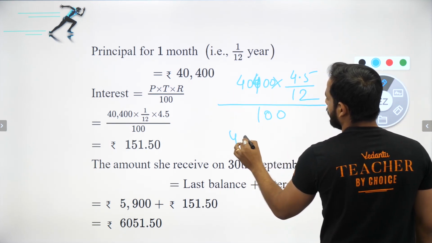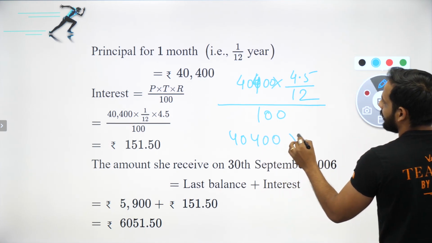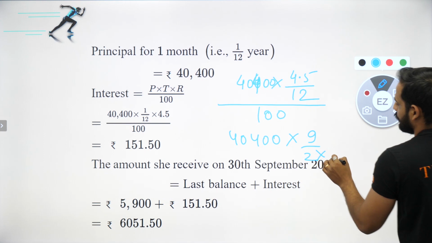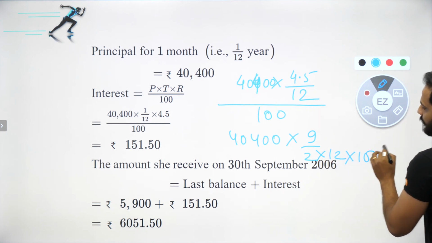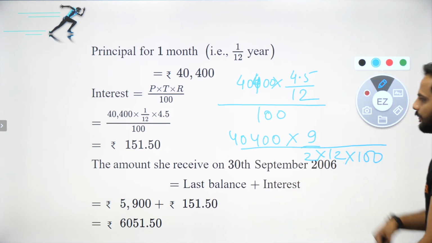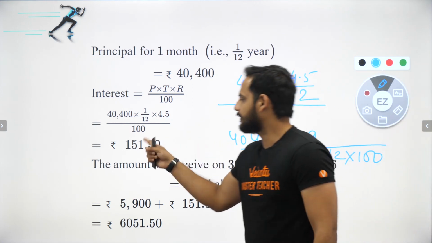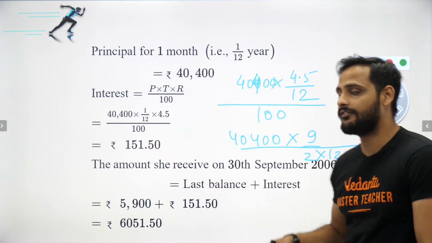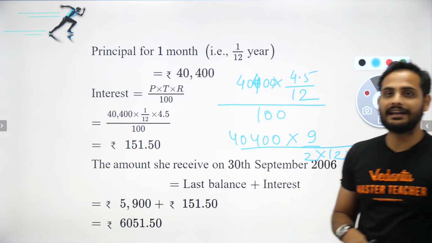40,400 into 4.5 can be written as 9 by 2 into 12, and then 100 also in denominator. So this part we need to calculate. If you calculate, you will be getting it as 151.50. So 151.5 rupees is the interest.